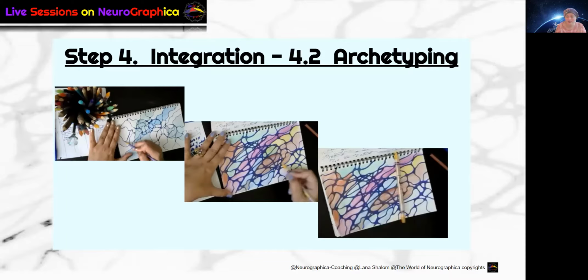You're adding color. Why does it have to be called archetype? In order to understand it, we have to see what's going on. What is archetyping? The main idea of archetypes that we're discussing here will be the Jungian idea. By Jung, archetypes are collectively inherited unconscious ideas.